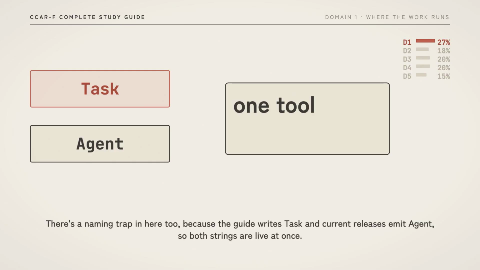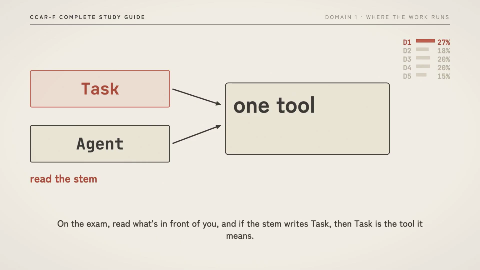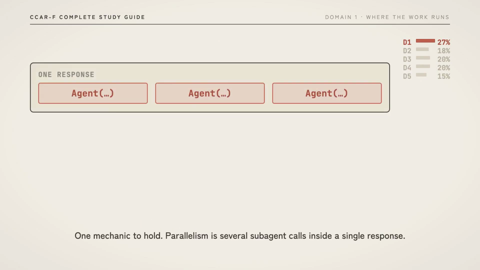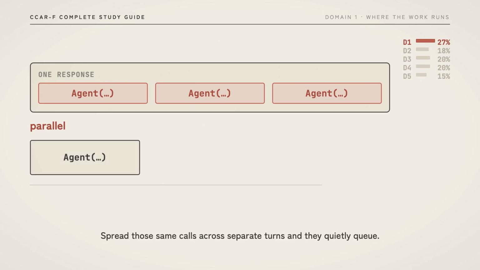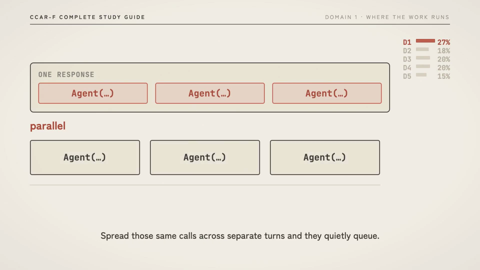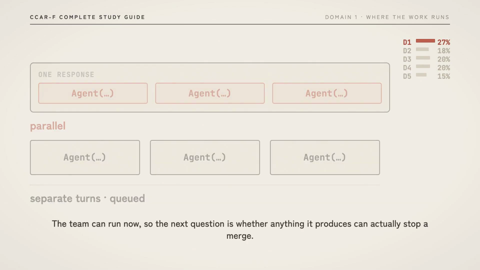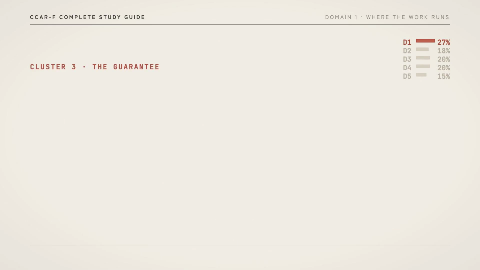There is a naming trap in here too, because the guide writes task and current releases emit agent, so both strings are live at once. On the exam, read what's in front of you, and if the stem writes task, then task is the tool it means. 1 mechanic to hold: parallelism is several subagent calls inside a single response. Spread those same calls across separate turns and they quietly queue. The team can run now, so the next question is whether anything it produces can actually stop a merge.